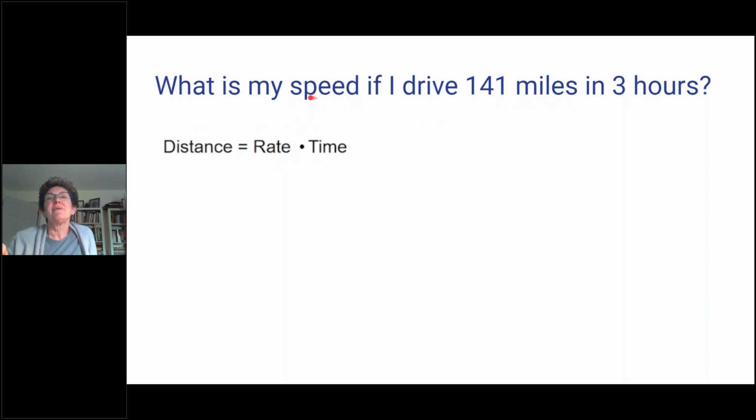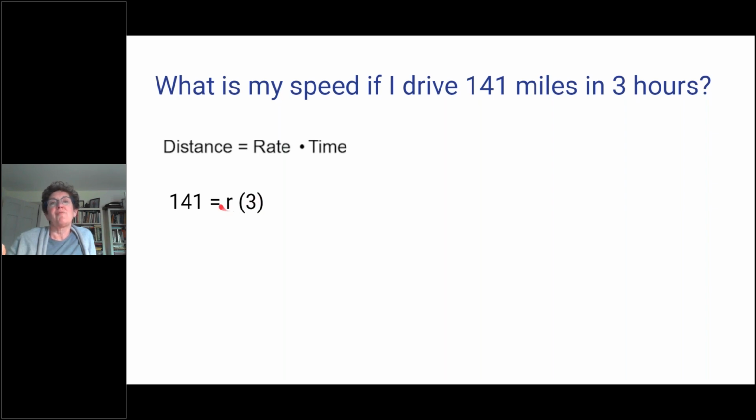No, it is asking me my speed, which, if you think about speed as I'm driving, so we assume I'm driving a car, miles per hour is how you designate speed. So that's my rate. Speed is my rate, so that's my unknown. And then I've got my favorite 3 hours again. So my time is 3 hours. When we substitute in, it looks like this. Distance 141 equals my rate, which I don't know, times my time, 3.